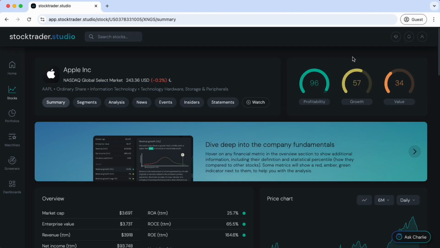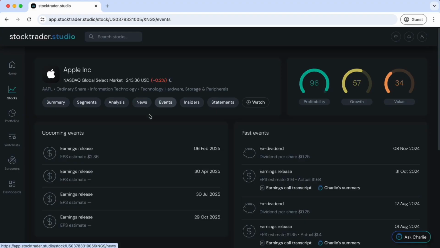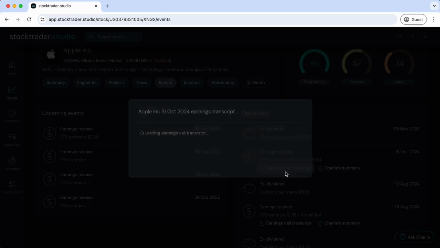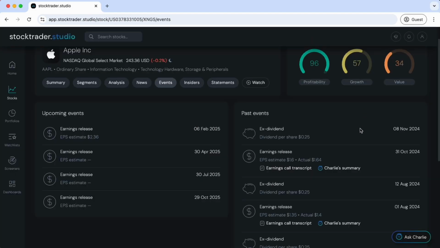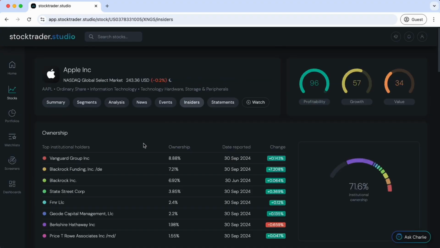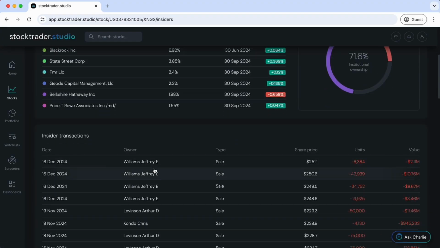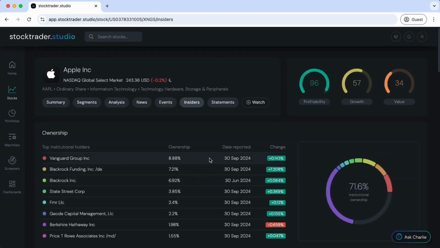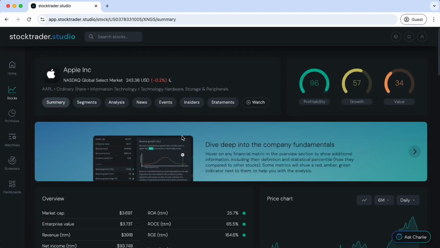Beyond what I've just shown you, in StockTrader.studio you can find the company news and press releases, the calendar of events like dividends and earnings releases. You can read the earnings call transcript or even ask Charlie to summarize it for you. You can see the current institutional holders and insider transactions. There's so much information, but this is just meant to be a quick introduction. We are going to be releasing other videos to cover more specific topics in future.